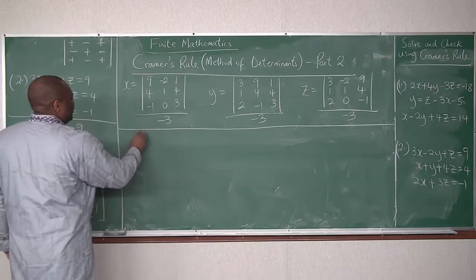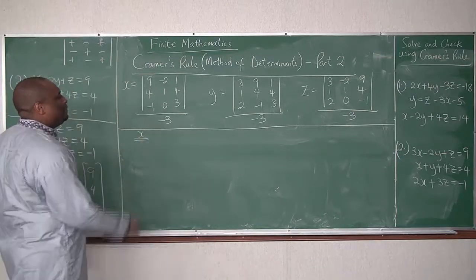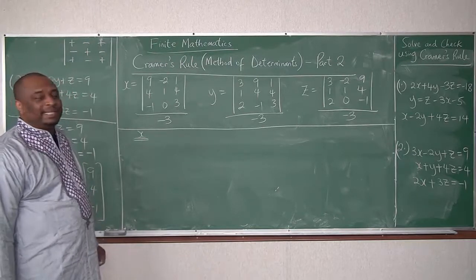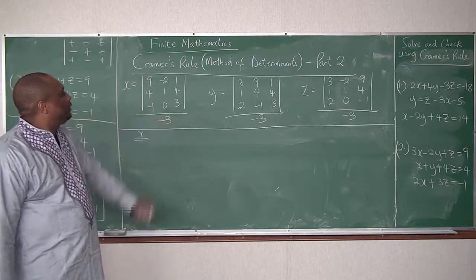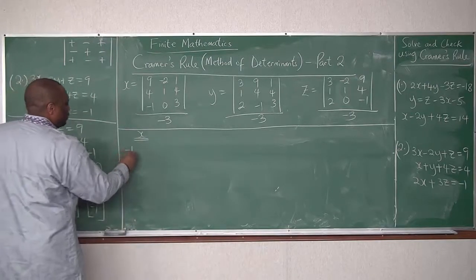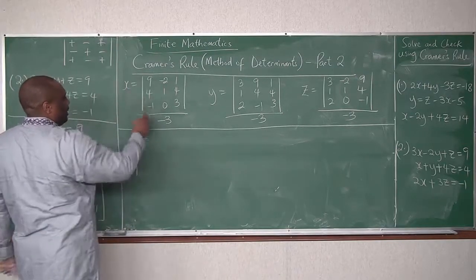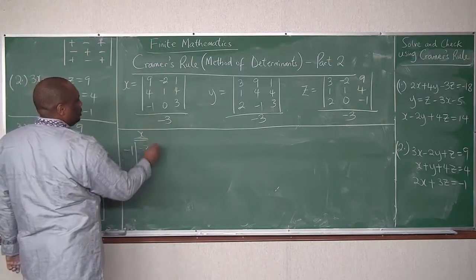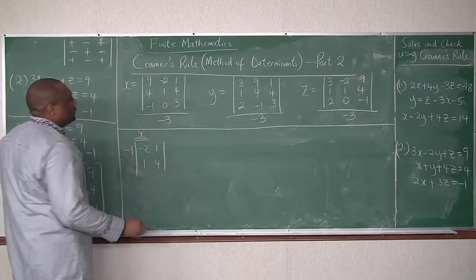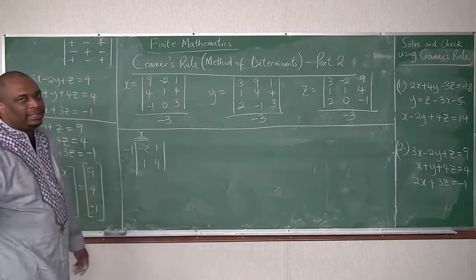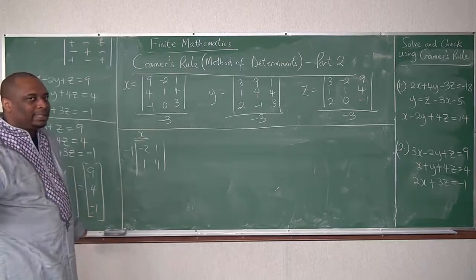So for x, I'm going to use row 3, because row 3 is the easiest for me to use. Plus, this is minus 1 determinant, negative 2, 1, 1, 4. I can really forget about the 0, so I wouldn't start spending time on it.